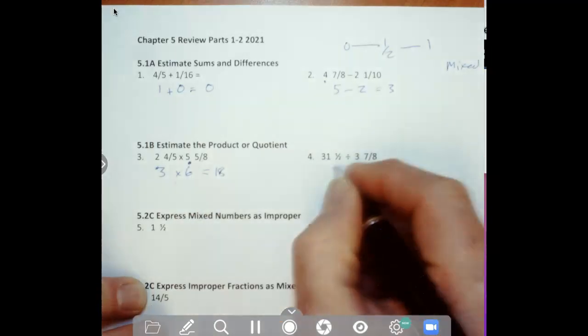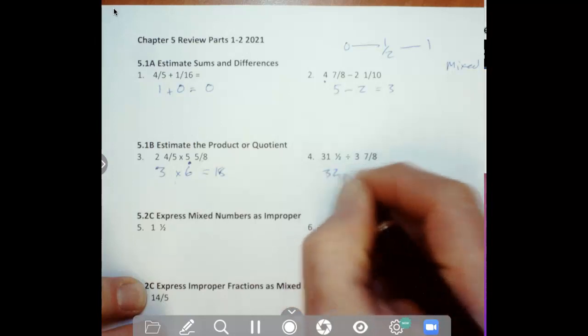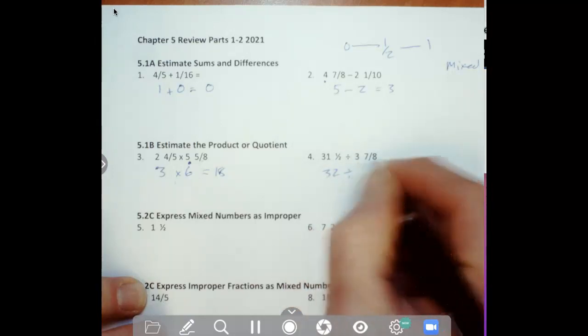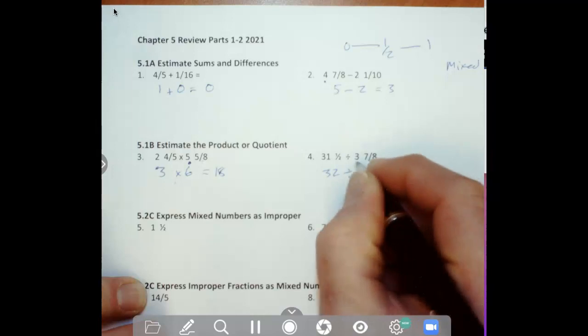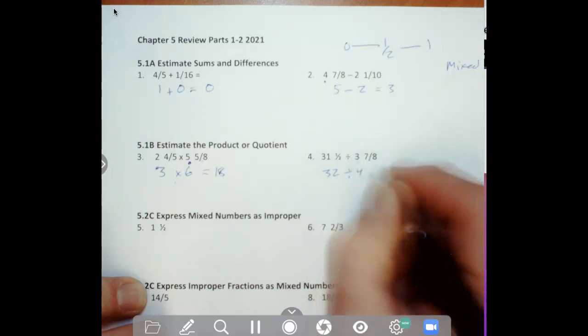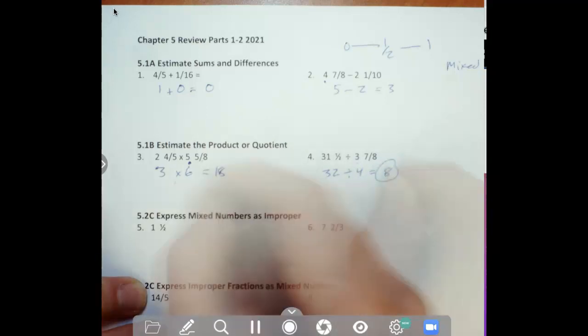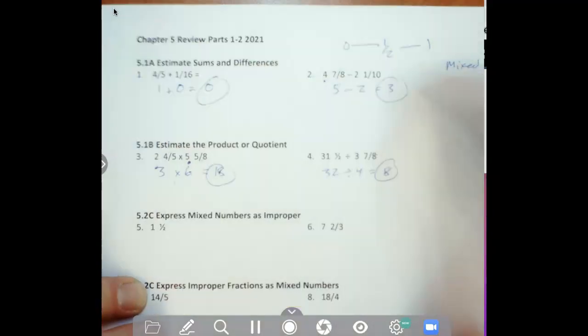This 131 1/2, when it's right in the middle like that, always round up. So this is 32. And 3 7/8, is it closer to 3 or 4? Well, you have 7 out of 8. It's really closer to 4. 32 divided by 4 is 8. So these are your answers to the first 4.